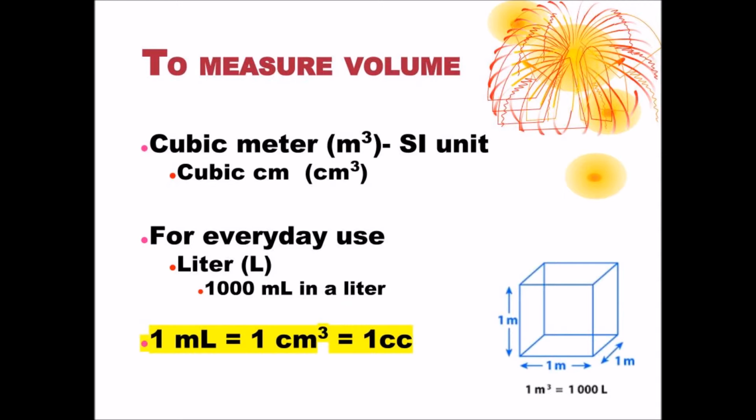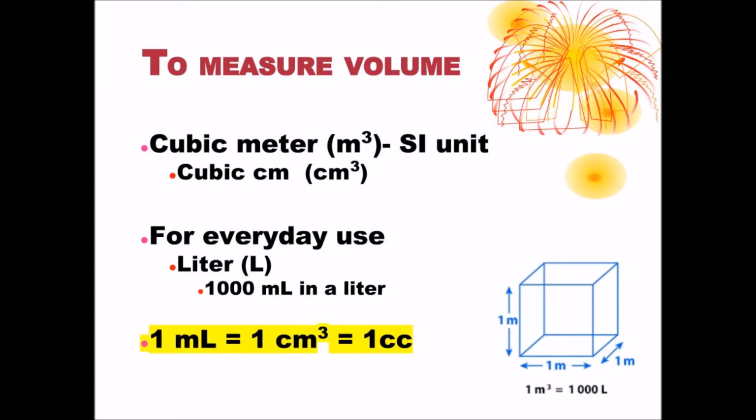So in the lab, we use its smaller relative, the cubic centimeter. There are 1 million cubic centimeters in a cubic meter. How did I get that number? There are 100 centimeters per meter, so you have 100 centimeters in length times 100 centimeters in width times 100 centimeters in depth.